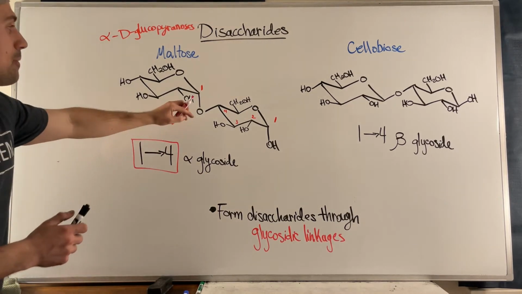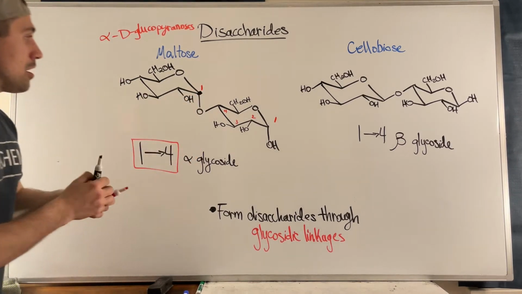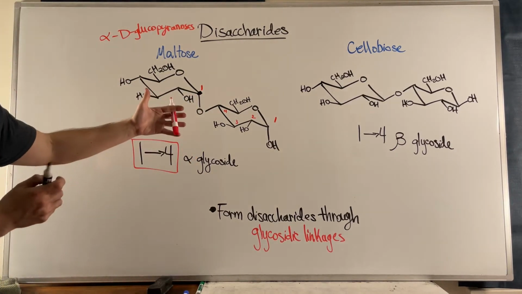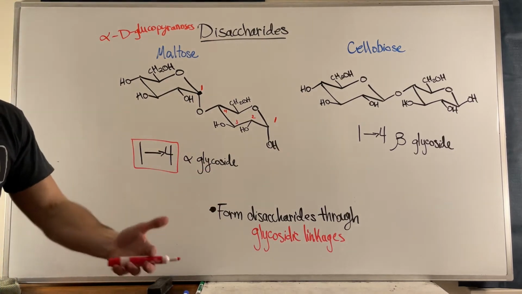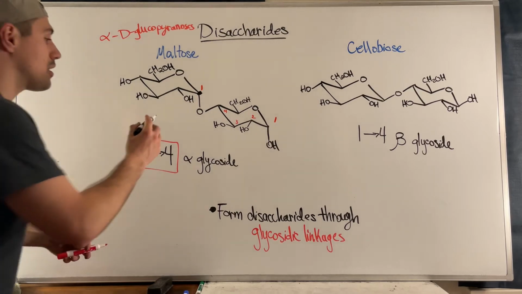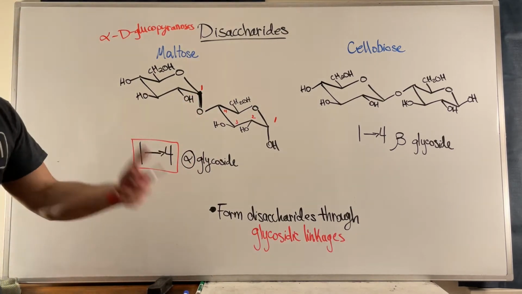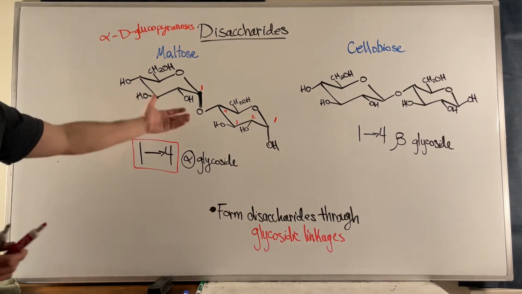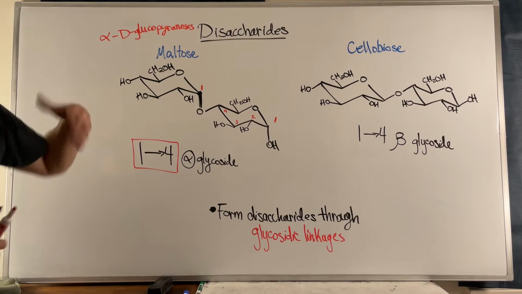And based on how that linkage is put together, from kind of the one's perspective, then you can determine whether it's an alpha or beta linkage. So here this is going down, so that's why this is categorized as an alpha glycoside, or you could call this an alpha glycosidic linkage, right? And that's characteristic of maltose.